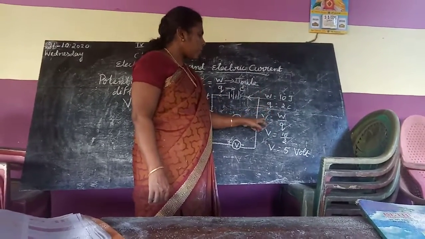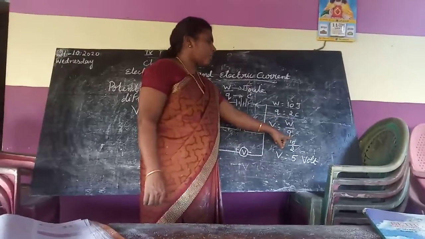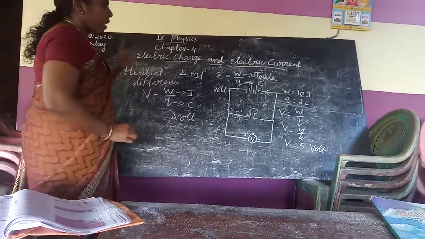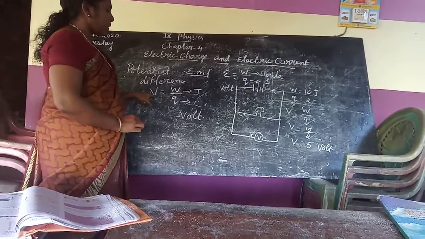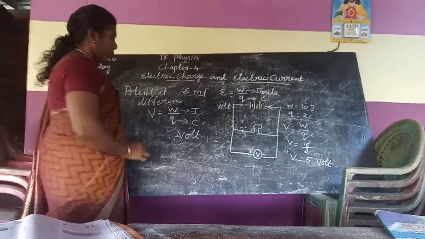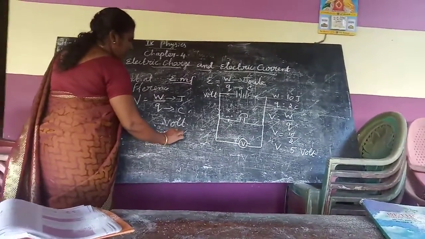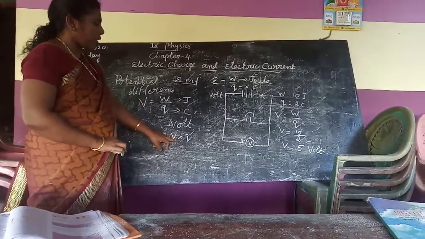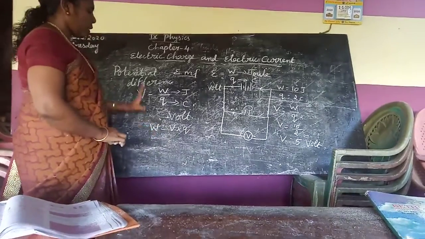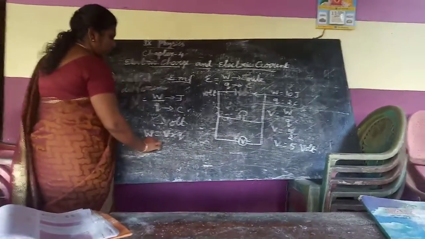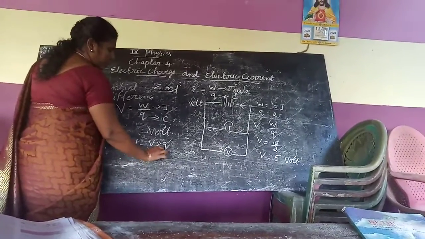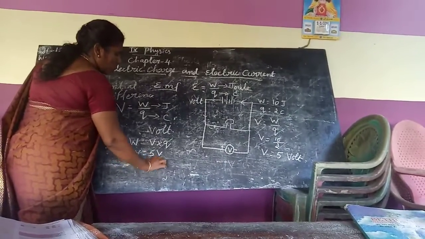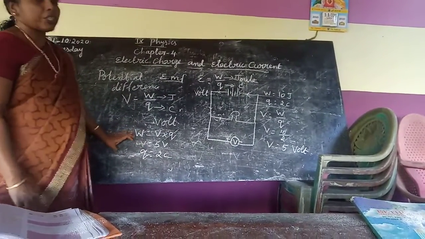Suppose here the potential difference is given and the charge is given, and you have to find the work done. What is the formula? W equal to V into Q. Suppose the potential difference is given, V equal to 5 volt, and the charge is given, Q equal to 2 coulomb. You have to find the work done.